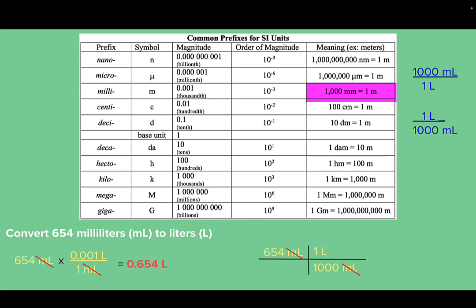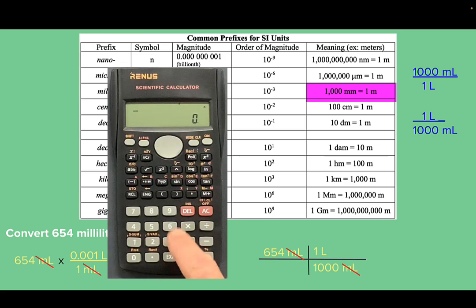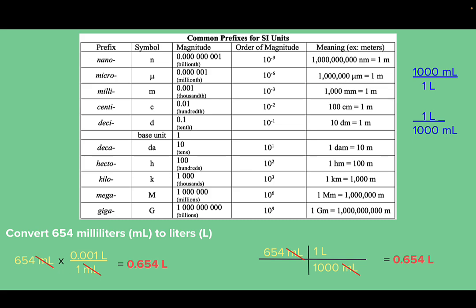To solve this, multiply all the numbers in the top section of the grid together, and then divide by all the numbers in the bottom sections of the grid. There is really no need to multiply 654 times 1, so all that needs to be done is to divide 654 by 1,000. Once again, this method gives you the same answer. There are 0.654 liters in 654 milliliters. The decimal point just moved 3 places to the left.